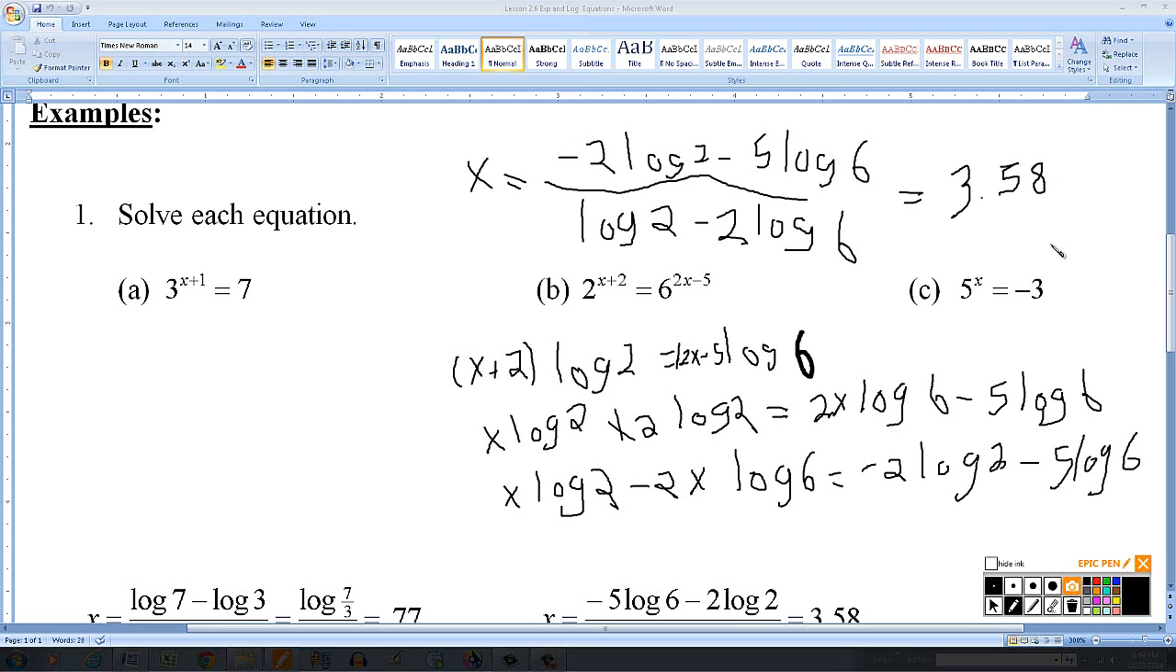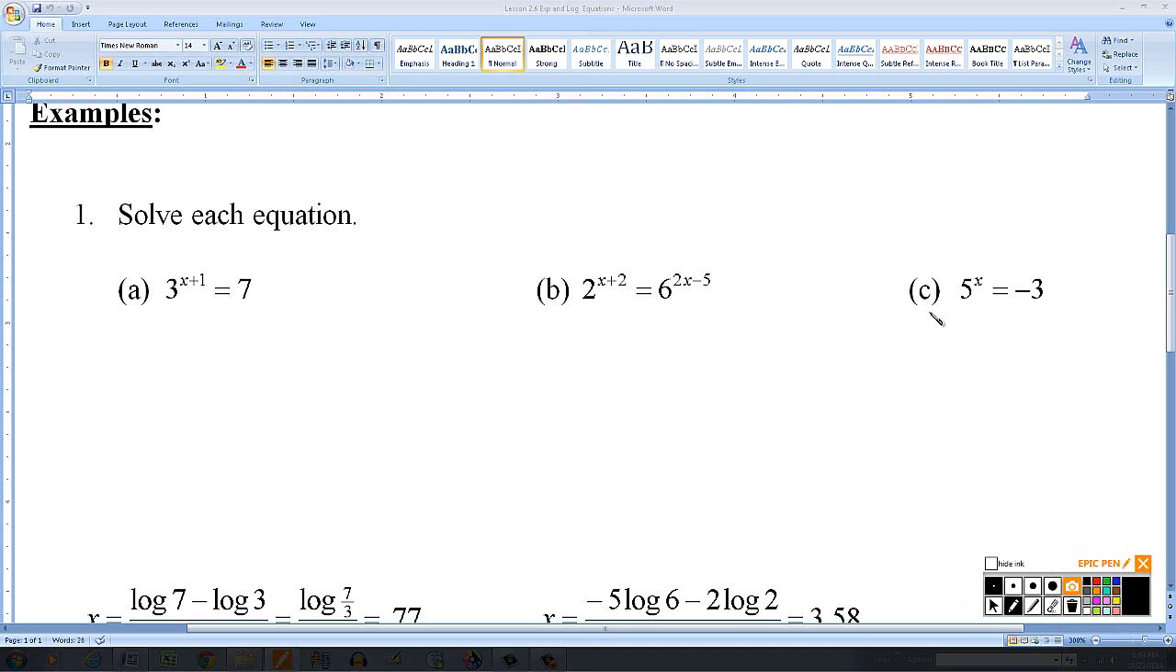Let's clear this. Now on C, I have 5 to the x is equal to negative 3, but see, that's a contradiction. If I were to take the log of both sides, I would get the log of a negative. So log of a negative is not defined. Okay, so 5 to the x has to be positive, because 5 is positive, so any positive number to any power is going to be positive. That can't equal negative, so this has no solution. Okay, no solution. Clear?